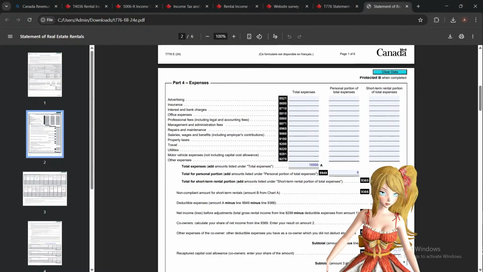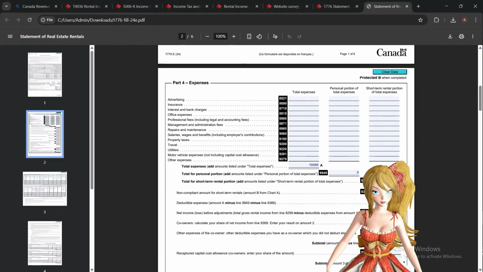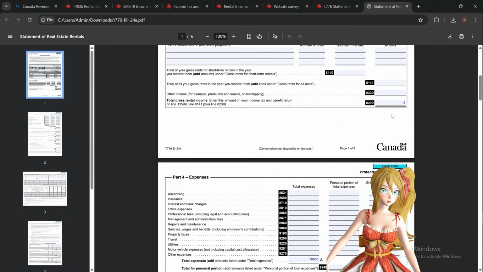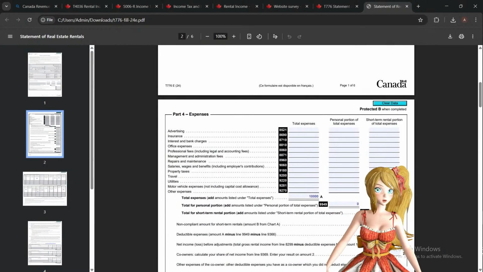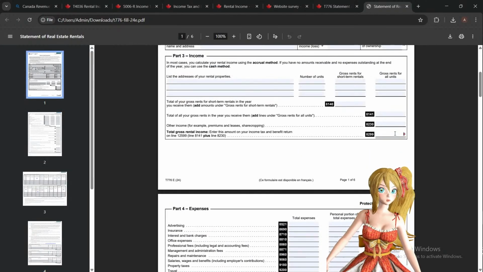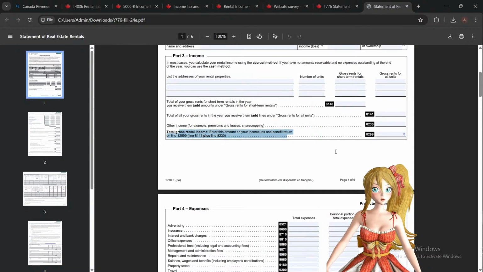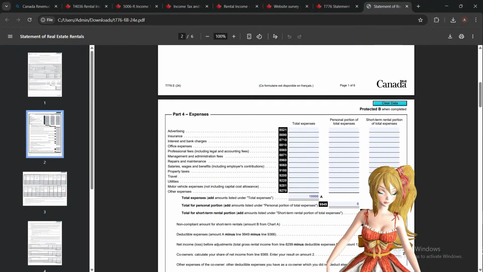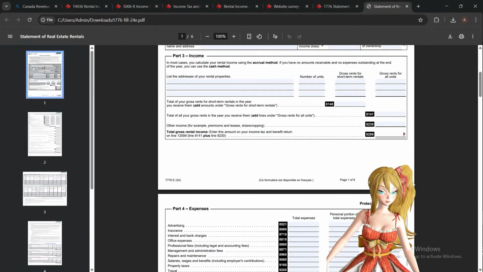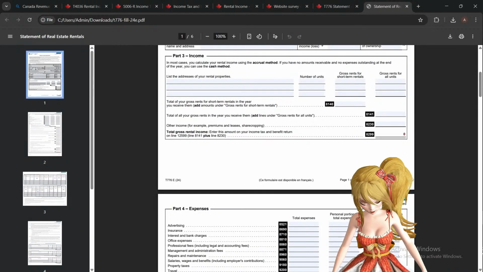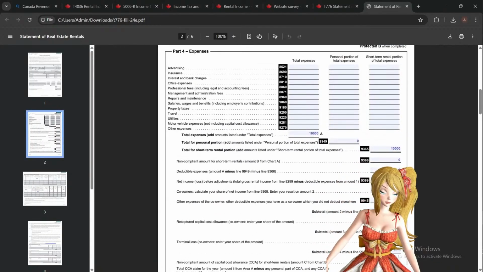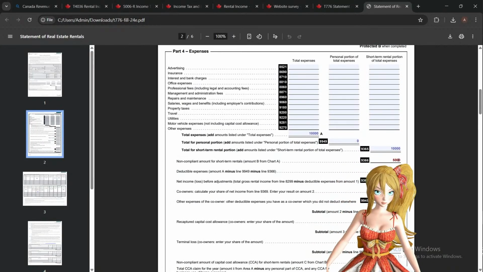And I have to pay $10,000 for renting it out. Let's say, oh, okay, the non-compliant amount, so that the income is affected by the non-compliant amount. Okay, so let's say I earn $5,000 and they don't pay $5,000.